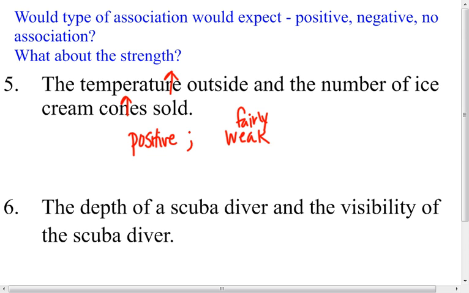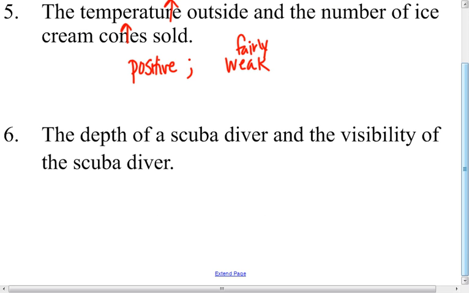Okay? The depth of the scuba diver and the visibility. So as the scuba diver gets deeper, as their depth increases, the visibility should decrease because it's getting darker as you go down and not enough light is getting down there, so their visibility will decrease. Okay, so this is a negative association because they go opposite directions. And I would say this is pretty strong too.